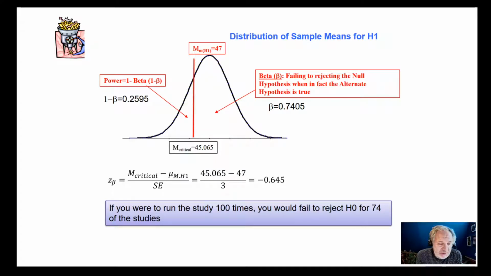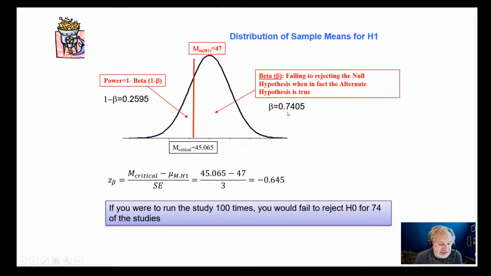74% of the time, or 74 out of 100 studies, I would fail to reject the null hypothesis when I actually should, because the null hypothesis isn't true and I should be rejecting it because the alternate hypothesis is true and the mean truly is 47.